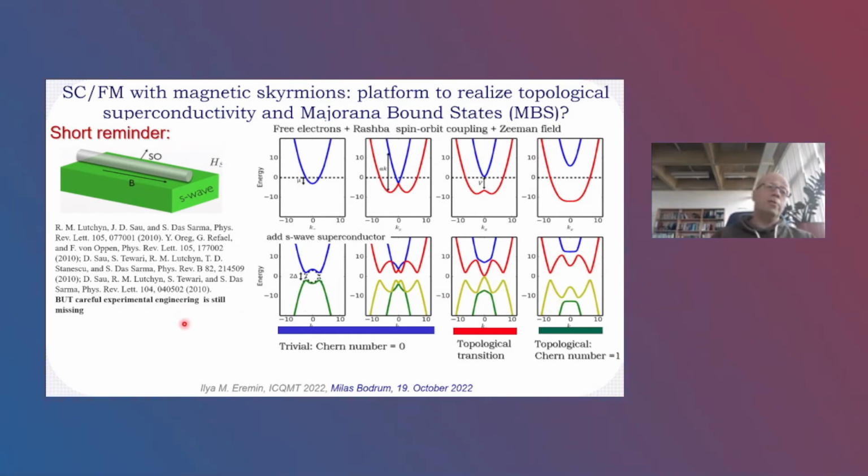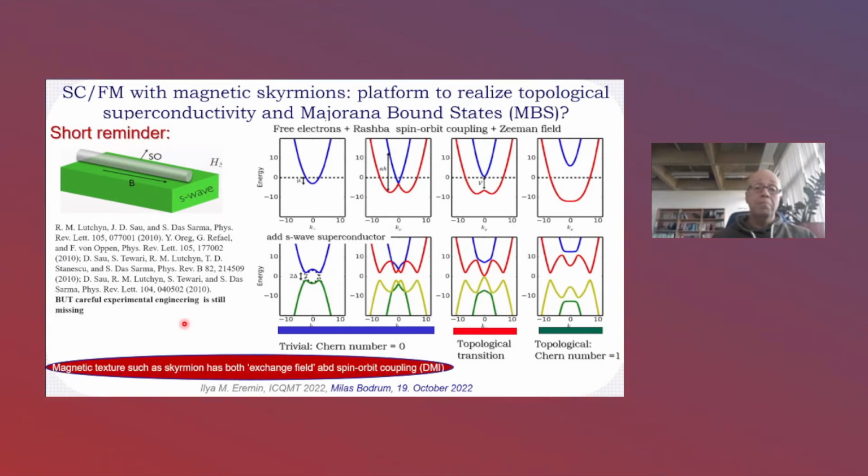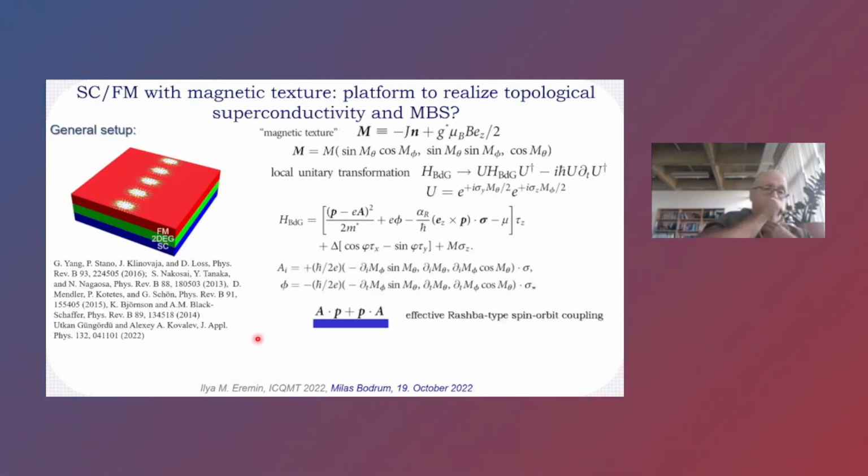Here you have basically a magnetic exchange field and a spin-orbit coupling. In principle, a magnetic structure such as a skyrmion has both. It has an exchange field, which is much larger than just an external magnetic field, and you also have an intrinsic spin-orbit coupling, like a Dzyaloshinskii-Moriya interaction, which tells you that such a skyrmionic texture can be an interesting platform to realize topological superconductivity.